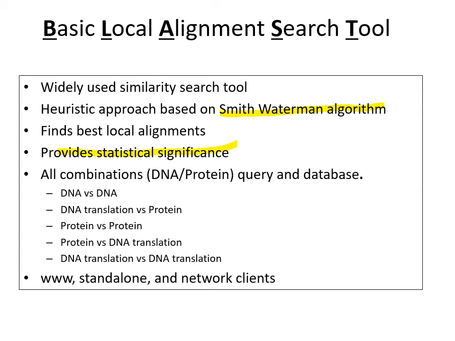You can also have the program automatically translate your DNA sequence into a protein, into an amino acid sequence, and then compare that to the amino acid sequences of known proteins. If you have an amino acid sequence, you can compare that to other amino acid sequences. If you only have an amino acid sequence, you can have that compared against DNA translation. So the program will take all the DNA sequences in its database, translate them into proteins, and compare protein versus those translations. Or you can do DNA translation versus translation.